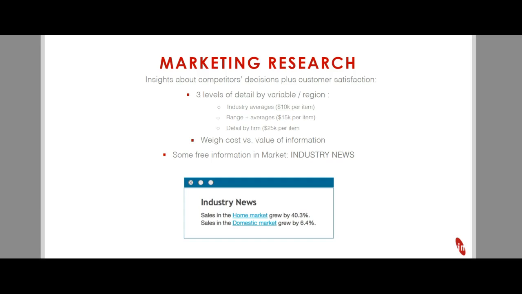So when you're looking at marketing research, you want to learn about your competitors' decisions plus customer satisfaction. Again, your competitors are the other students in the class. You're competing against them, so you want to look at the reports and see how they're doing, not only their financials, but customer satisfaction as well. You'll find that there's some free information that you don't have to pay for, in the market and the industry news. So you want to make sure you look at that. And then there's also research that you can pay for.